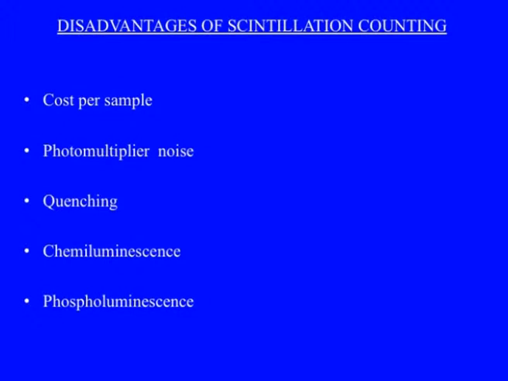Now, there are other important disadvantages. One is photomultiplier noise. At the very high voltage applied to the photomultiplier, electronic events occur in the system that are independent of radioactivity, but they contribute to a high background count referred to as photomultiplier noise. This noise could be partially reduced by cooling the photomultiplier.